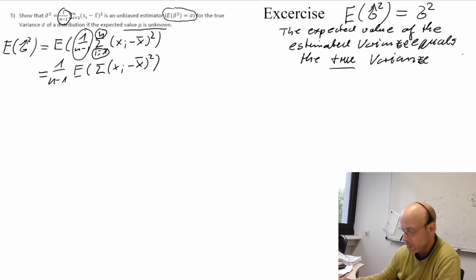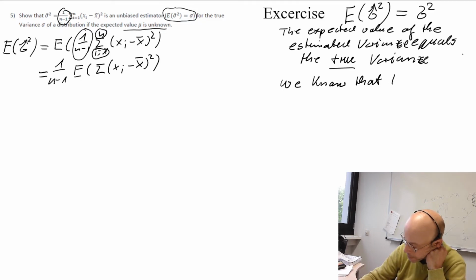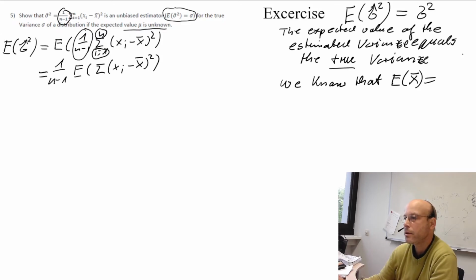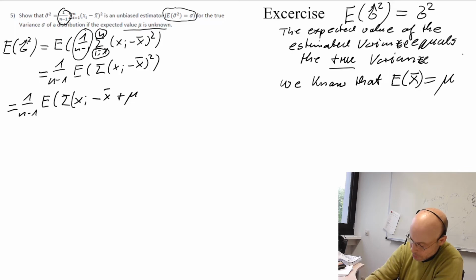And now we also know that the expected value of our arithmetic mean is also an unbiased estimator. We know that the expected value of our x bar is the true expected value of our sample. And for this, we can write that this equals 1 over n minus 1 expected value of summation xi minus x bar plus mu minus x bar.